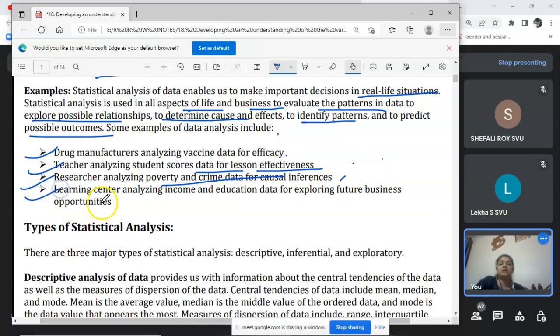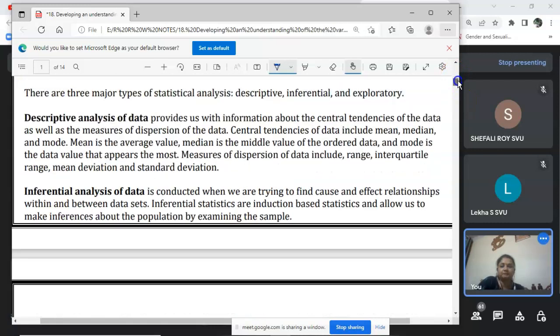Now, a learning center analyzes income and education data for exploring further education business opportunities, that is, how education is affecting business opportunities. Now, types of statistical analysis: how many types of statistical analysis are there? There are three major types.